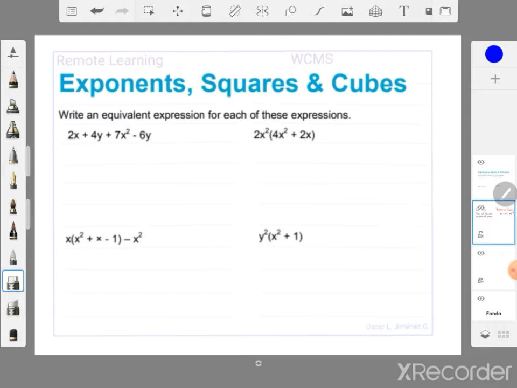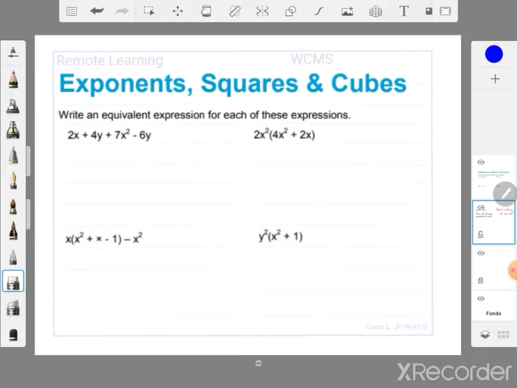In this lesson, we are going to write some equivalent expressions for this 4 exercise right here. And we're also going to try to find some square roots and cube roots, okay? So let me start with these equivalent expressions. You can see we have numbers, we have letters, we have some small numbers called exponents or powers, and also we have some operations. We have addition, subtraction, and parentheses, okay?